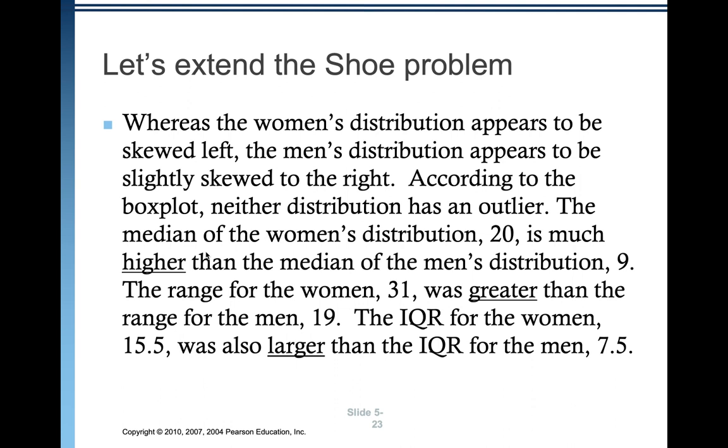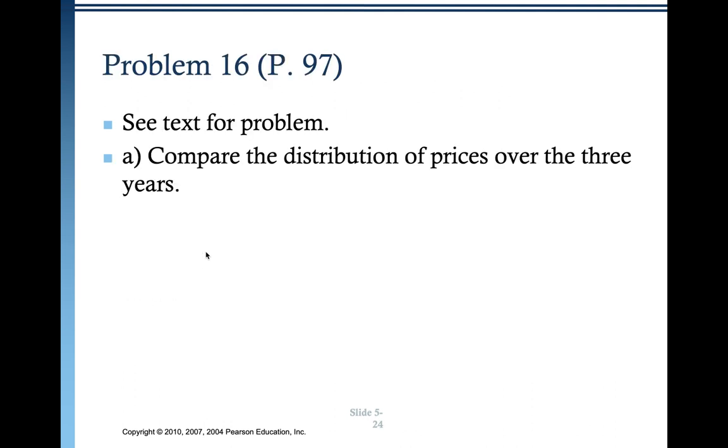Okay, the range for the women, 31, was greater than the range for the men, 19. The IQR for the women, 15.5, was also larger than the IQR for men, 7.5. So in summary, we have a different direction of the skew, women's to the left, men's to the right. And the women's center is higher and it's got greater variability than the men's.